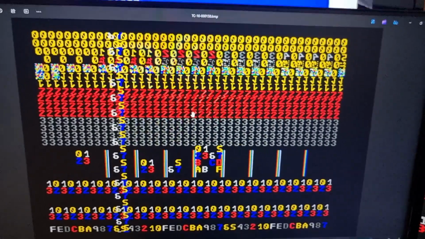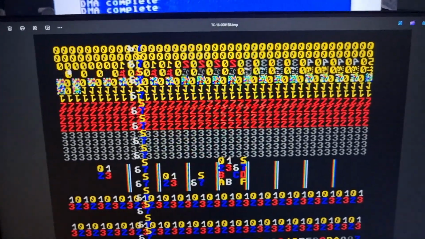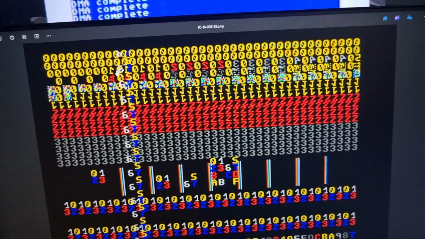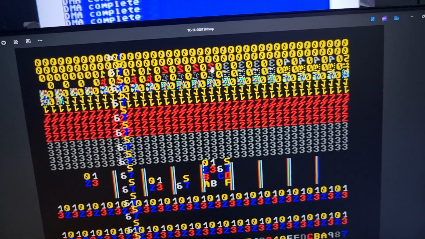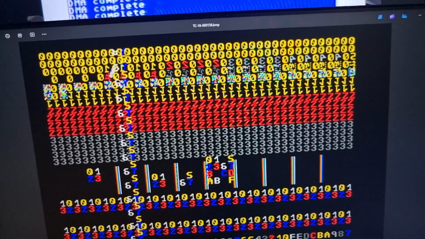So let's look at the emulated screenshot. This is the screenshot from the emulated test run when it was running the unit test, and then this is the hardware screen.